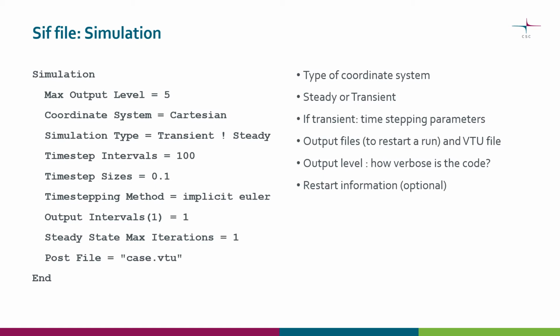If it's transient, we can define the time stepping strategy, what time stepping method to use, what is the length of the time step, how many time step intervals do we take, etc. We can define how often we save the results. If it's a coupled system, we can define how many steady state iterations we take, and so on. And finally, we can also define where the results will be saved to. So if the suffix is VTU, then we know that this file can be read by ParaView after it has been saved to the file system.